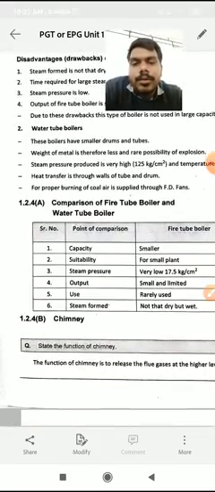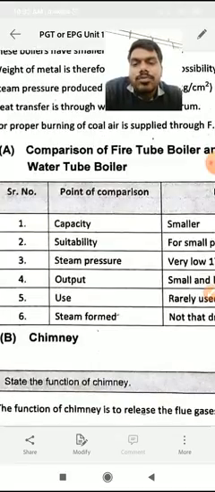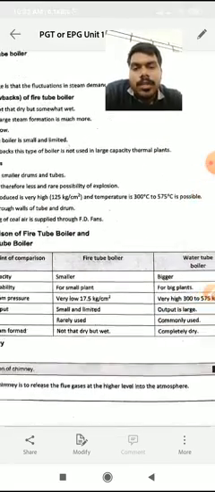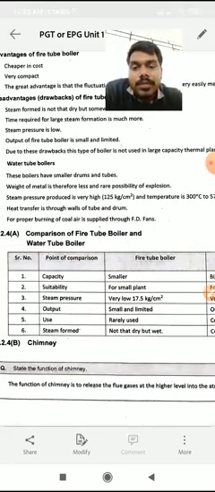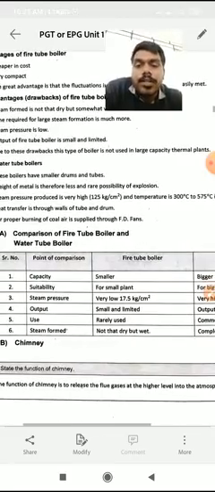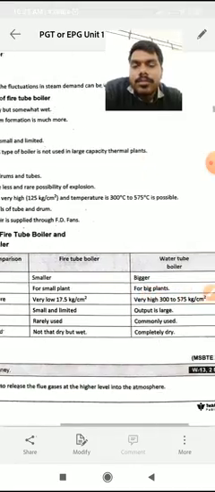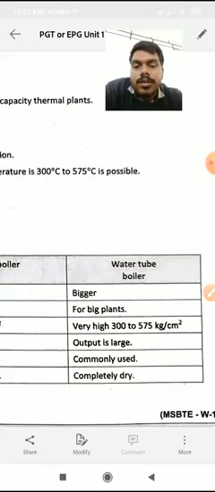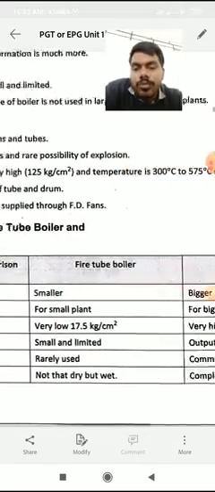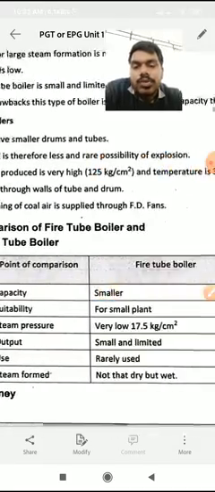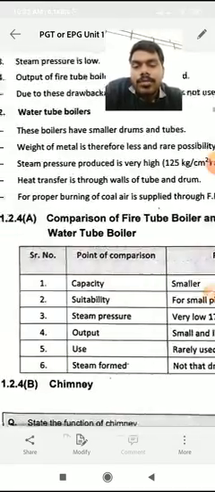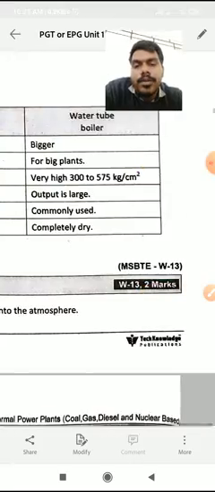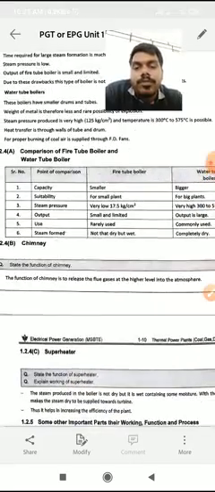So let's compare fire tube and water tube. Capacity: fire tube has smaller capacity as compared with the water tube. Suitability: small plant for fire tube and big plant for water tube. Steam pressure is, as we have seen, 17.5 kg per centimeter square for fire tube, and 300 to 575 for water tube. Output: small and limited versus large output. Use: rarely used versus commonly used. Steam formed: not that dry but wet, versus completely dry. We want completely dry.